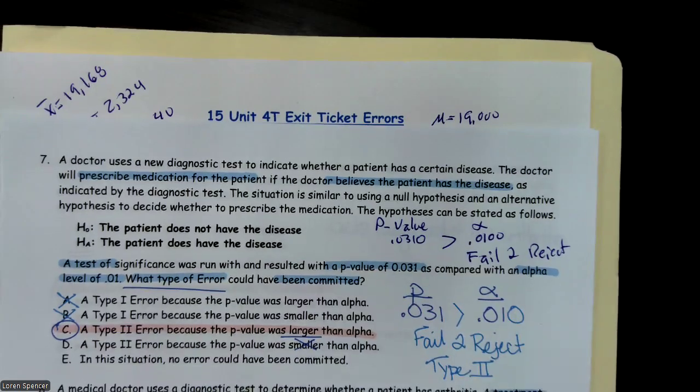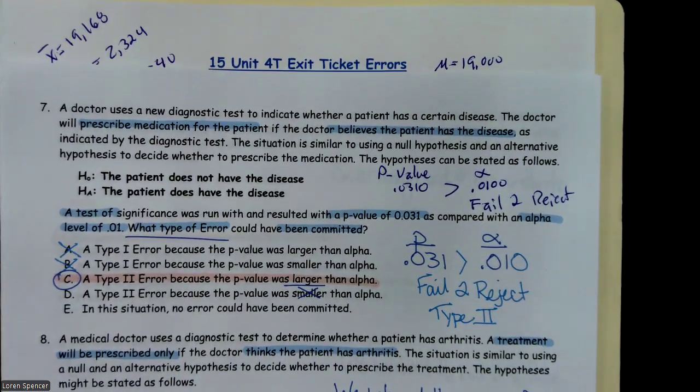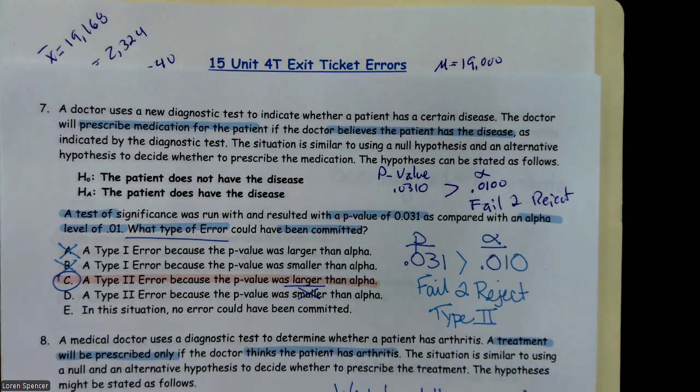Still continuing, now continuing with a different one. The medical doctor uses a diagnostic test to determine whether a patient has arthritis. So treatment will be prescribed only if the doctor thinks the patient has arthritis. The situation is similar to a null and alternative hypothesis to decide whether to prescribe the treatment.